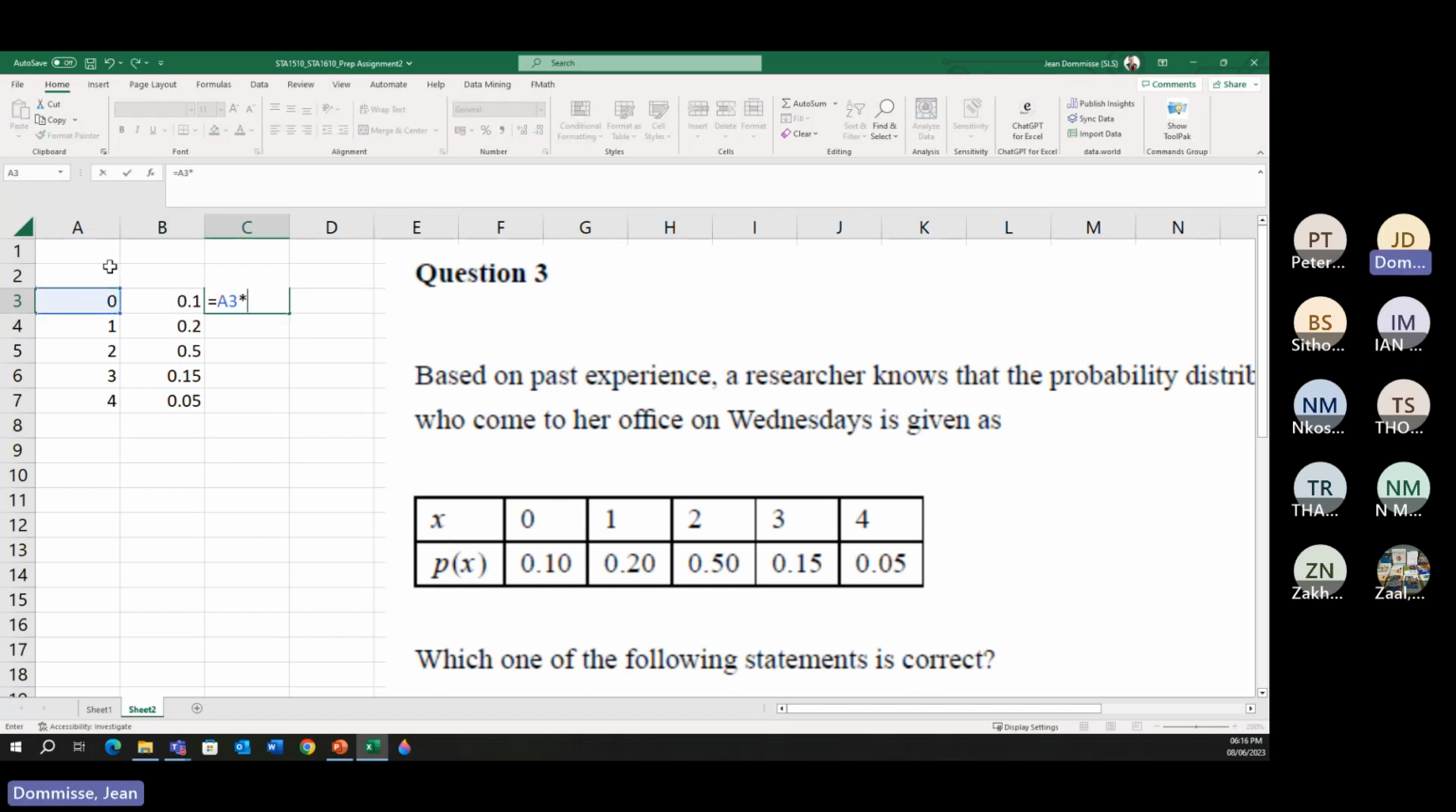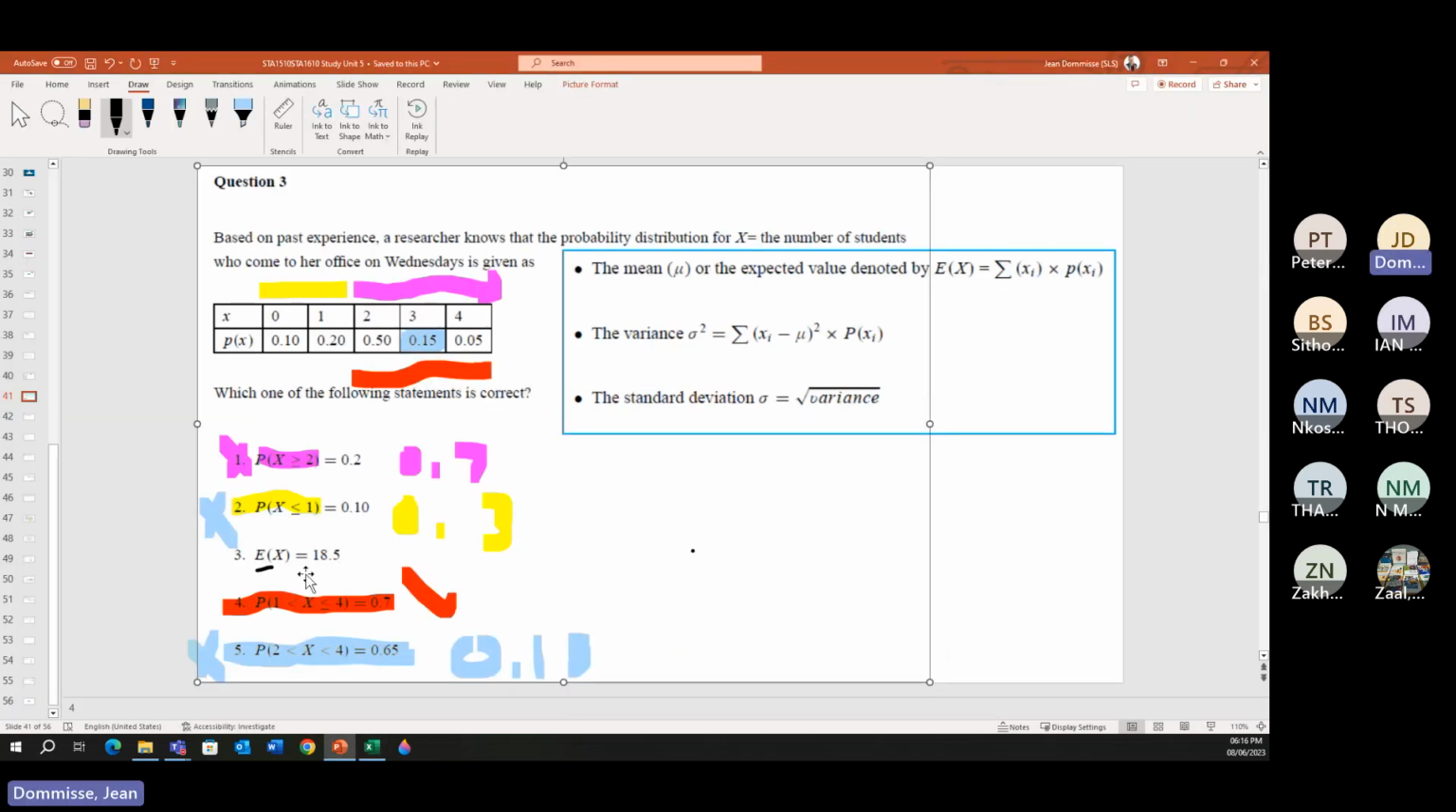Okay, we will just remember that we took the x value, we multiplied it by the probability, and we will add all of those together. So if we needed to work out the expected value, it would have been 1.85. It was 18.5, so that was why that one was wrong as well, because it must be 1.85.